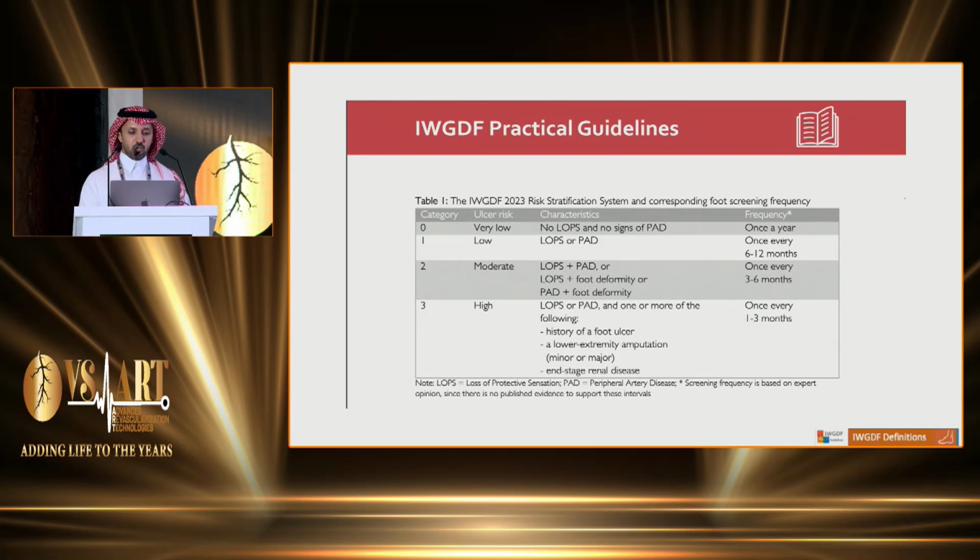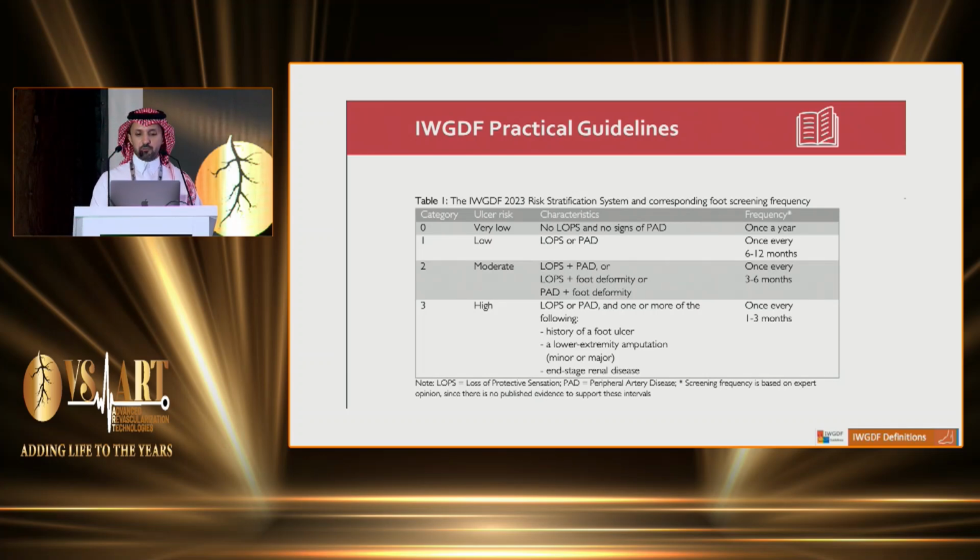Category 3, high risk: loss of protective sensation or peripheral arterial disease, and one of the following: history of foot ulcer, lower extremity amputation, and end-stage renal disease. So we have to examine this patient every 1 to 3 months. This is the form that we should have in every clinic.